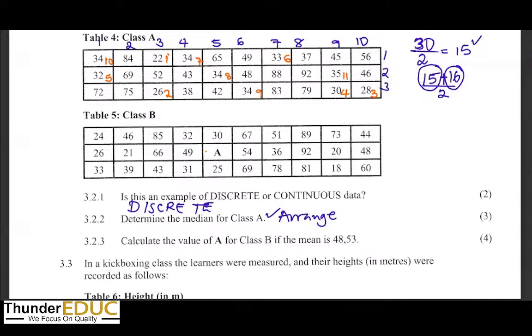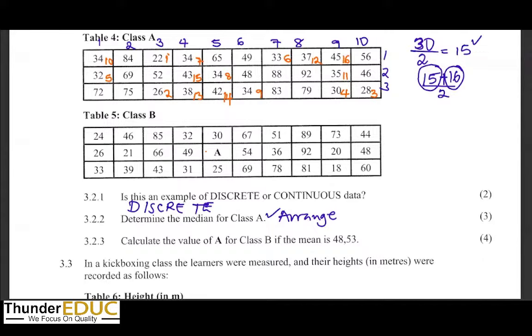Number 12 is 36. Then we have 13, which is 38. 14 is 42. 15 is 43. And 16 is 45. I don't need to complete the whole table because I've found that I needed positions 15 and 16.